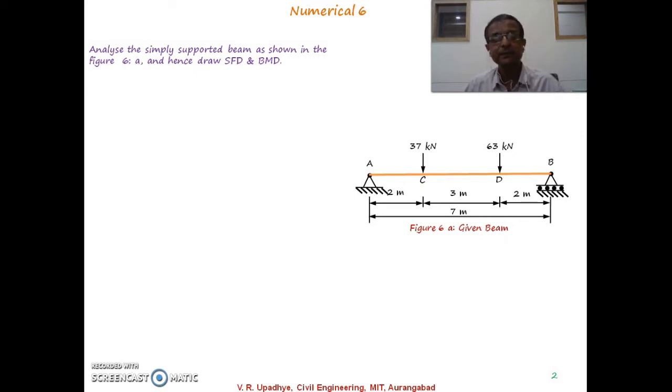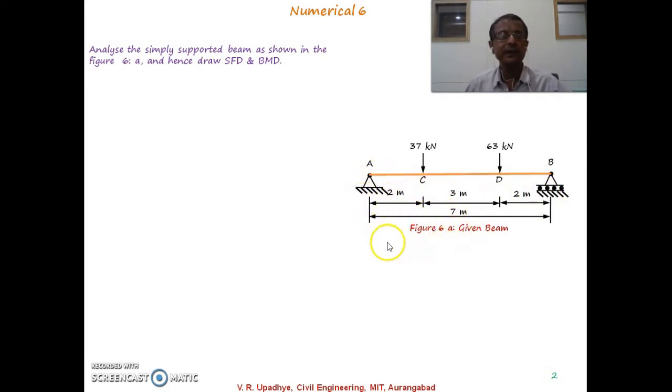So this is a simply supported beam. At support A it has a hinge support, and at B it is a roller support, and in between A and B there are 2 point loads. At C the force is 37 kN and at D the magnitude of force is 63 kN. The distance from A to C is 2 meter, from C to D it is 3 meter, and from D to B it is 2 meter. So the total span of the beam is 7 meter.